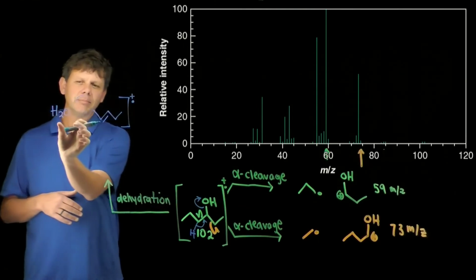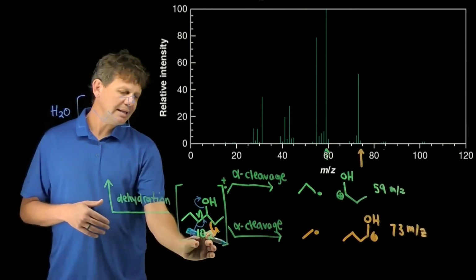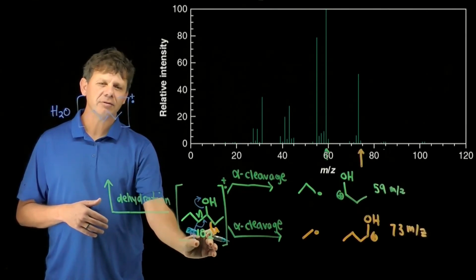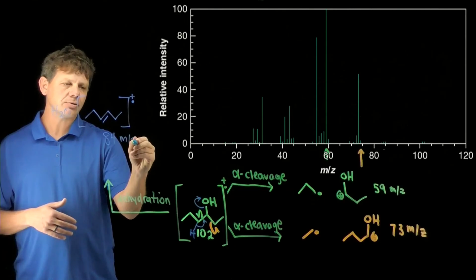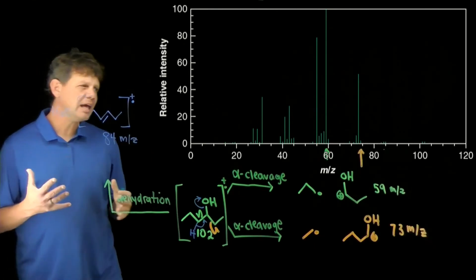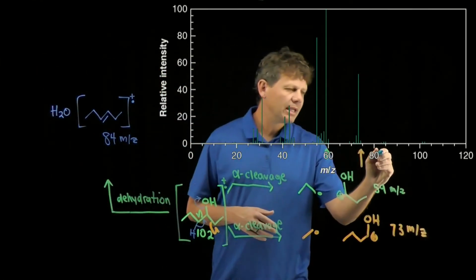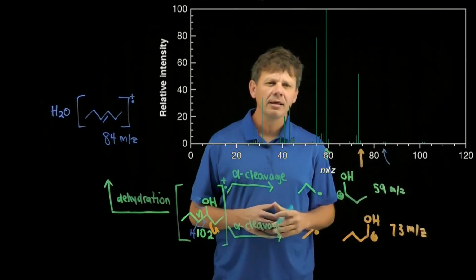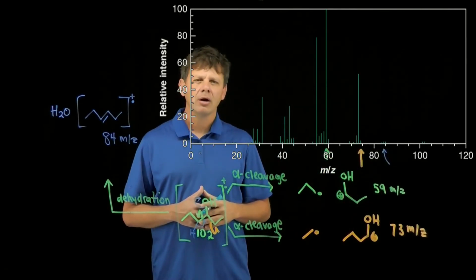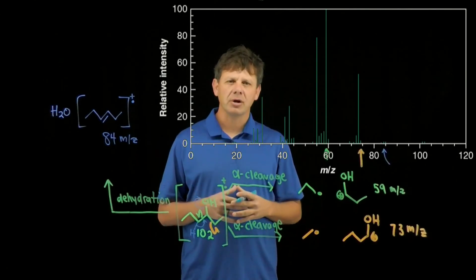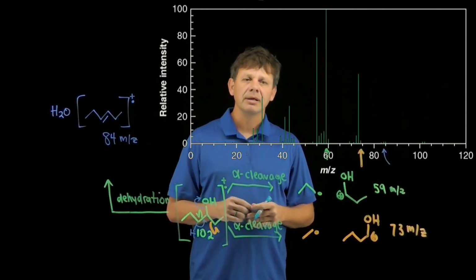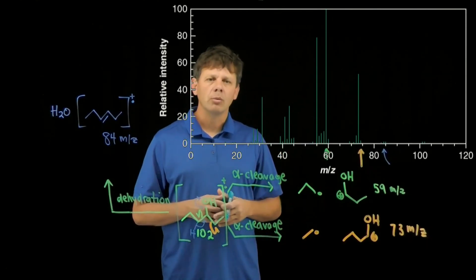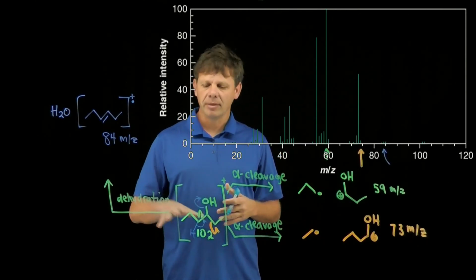This radical cation, because we've lost water, should be 18 different than this 102, and so it's going to be at 84 mass to charge ratio. And if we look around 84, even though these peaks are tiny, you can in fact see that there's a peak around 84 mass to charge ratio. These are the 3 fragmentations, and we see that each of them shows up in differing degrees within the mass spectrum of the parent molecule.